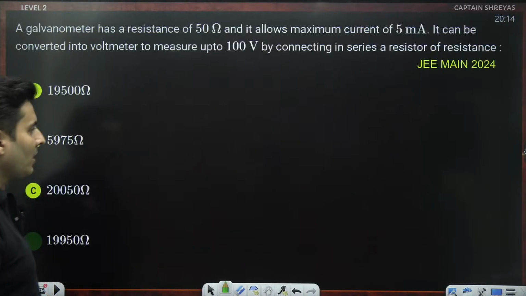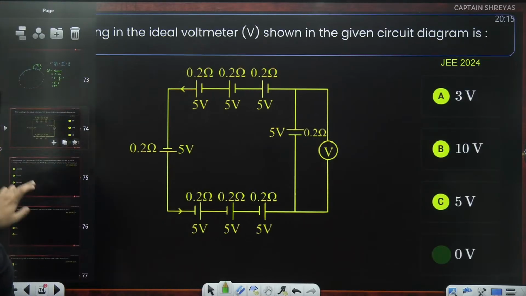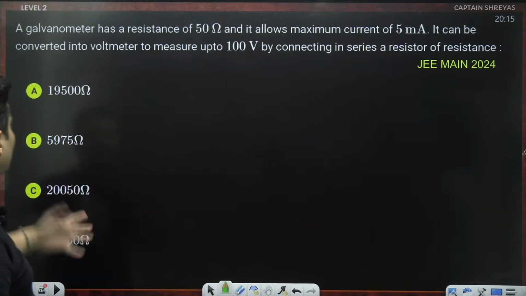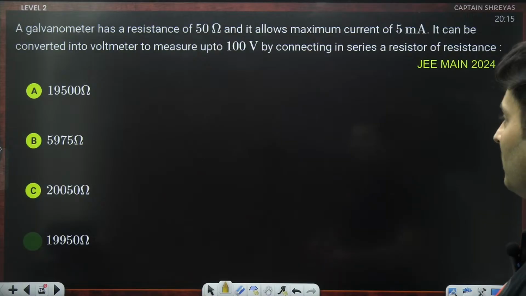Oh my god, why did I show you the answer of this question? I think the question slide was missing for some reason. Anyway, I'll just solve the question now that you know the answer.